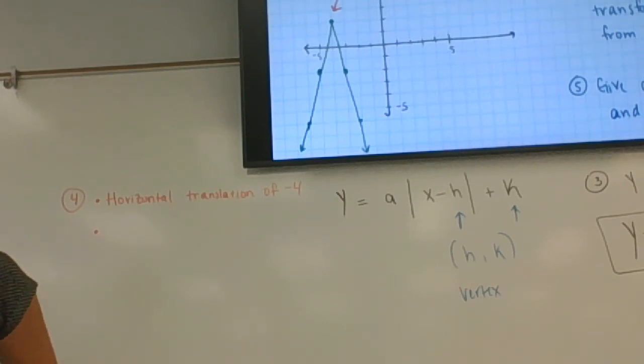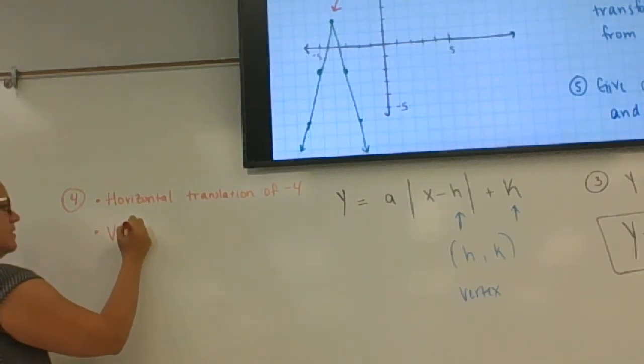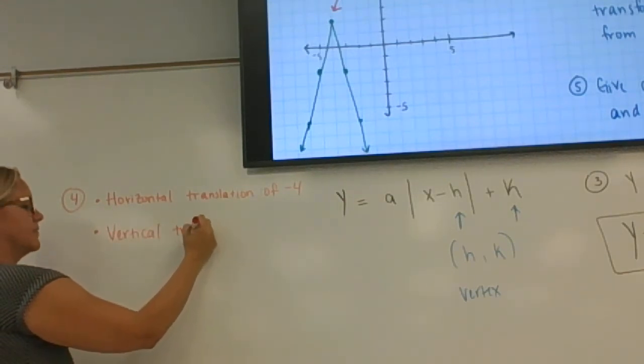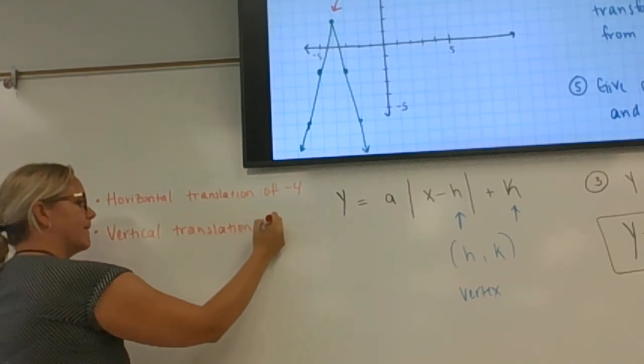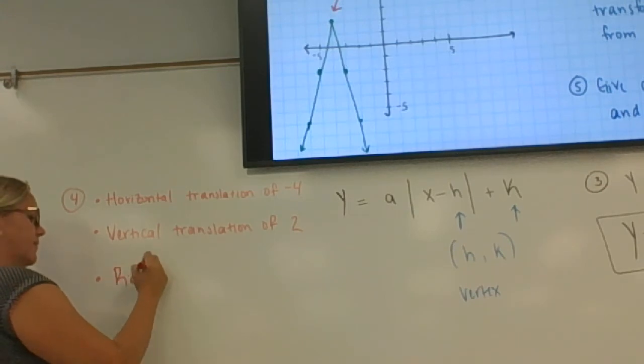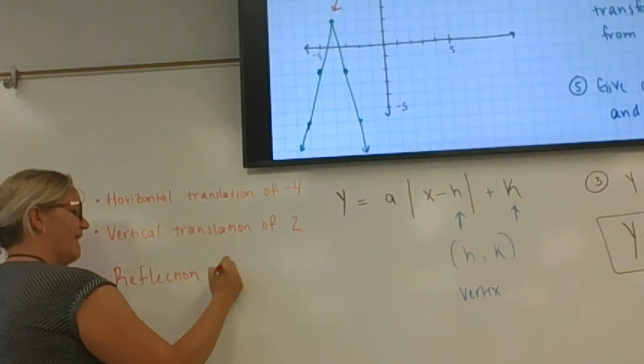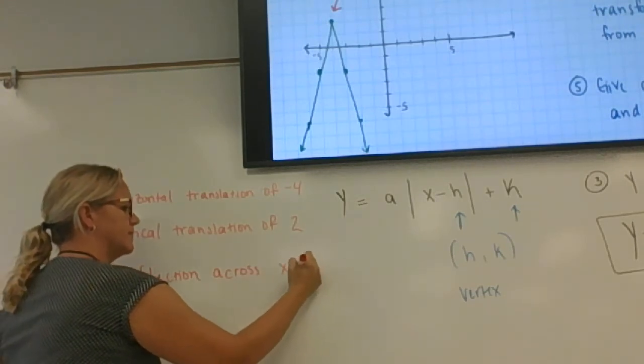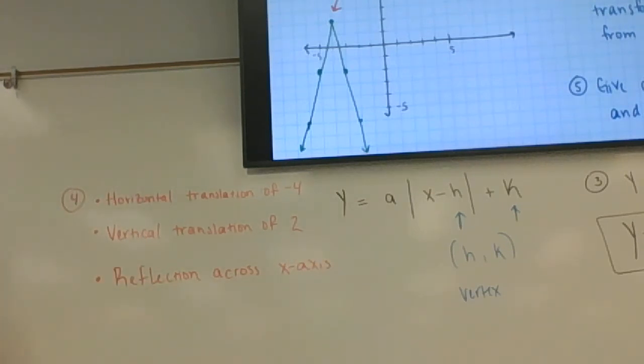All right, good. Here we go. Who else wants to get one? Okay, Paige. A vertical translation of +2. Yes, it's up 2. Bailey? You were here yesterday? Okay, can you tell me now? Reflections. Okay.